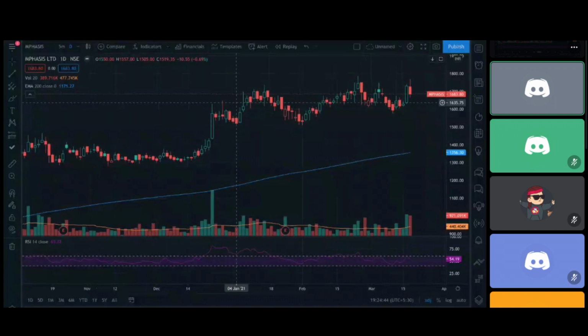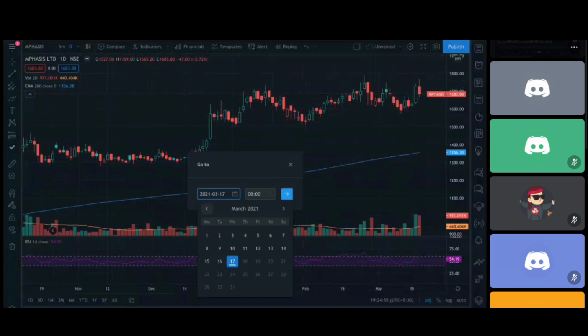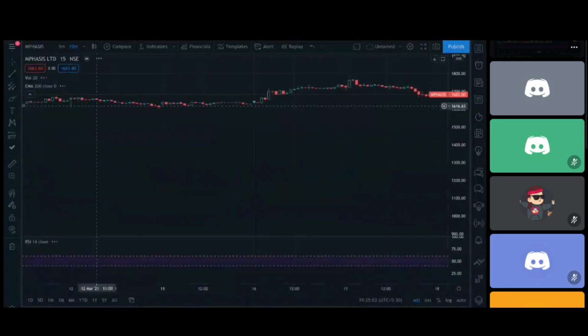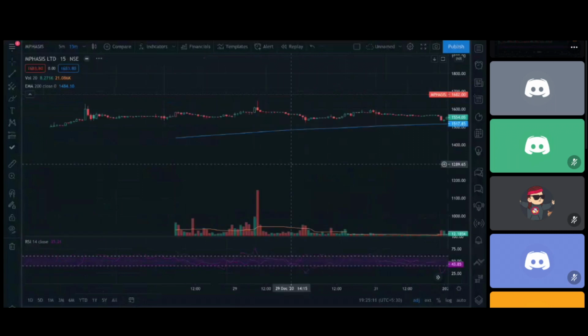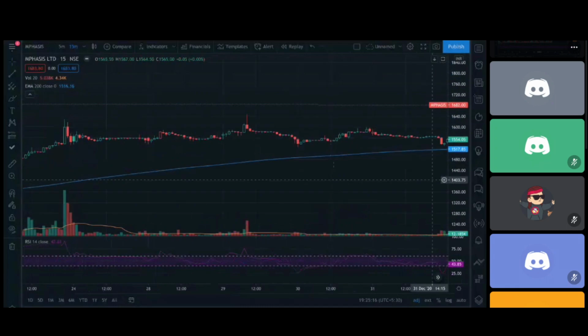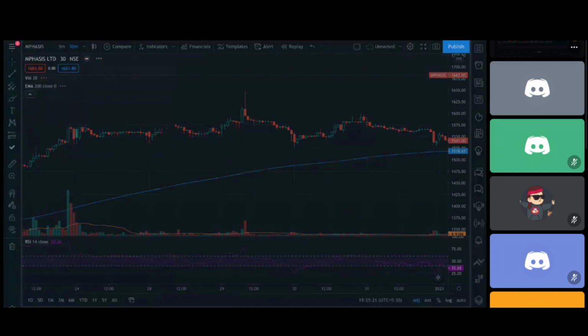Let's come back to the original point that this candle was something like this at the start of the day. And which day is it? 29th December. So this is 15 minutes. Let's look at 30 minutes.